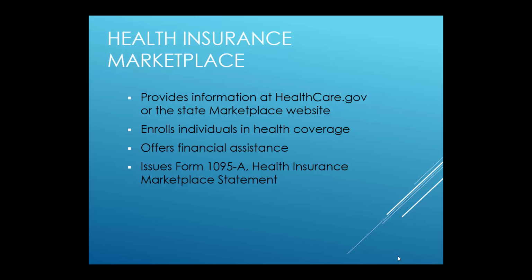The federal marketplace provides information at healthcare.gov. If your state maintains a health insurance marketplace, it will also maintain an information website. The marketplace enrolls individuals in health coverage. It handles the administrative side of things. It offers financial assistance through the premium tax credit. Now keep in mind, the IRS does not offer the advanced premium tax credit. It doesn't come from the IRS. It has to be applied for and approved through the marketplace.